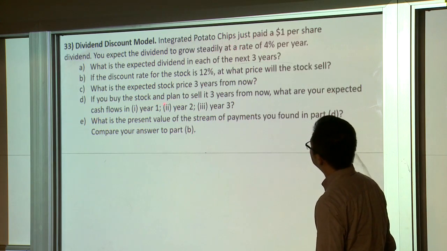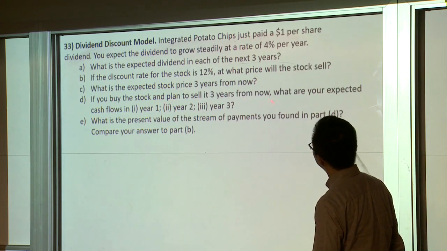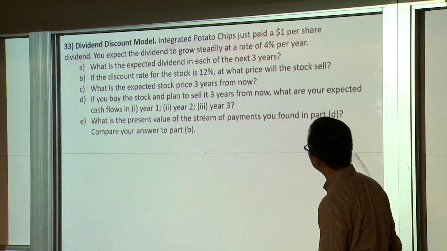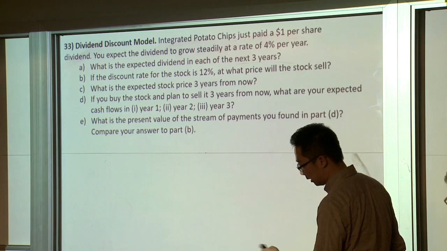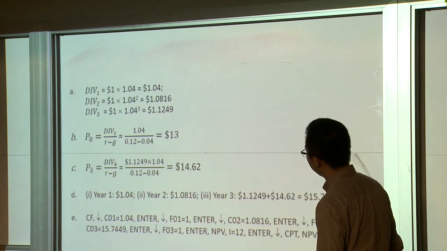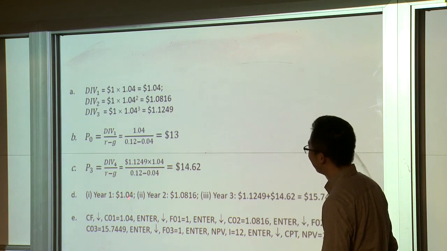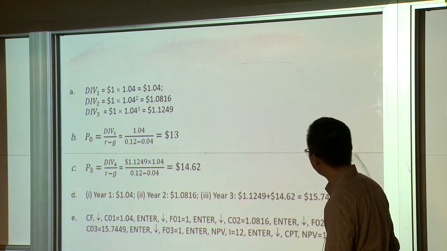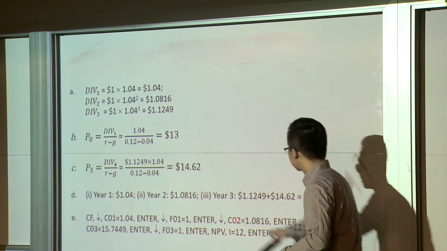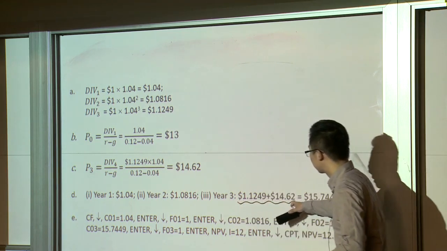If you buy the stock and plan to sell it 3 years from now, what are your expected cash flows in year 1, year 2, year 3? I shouldn't erase that. It's right here. So 1.04. So at the end of year 2, remember, right? At the end of year 3, why is it this?